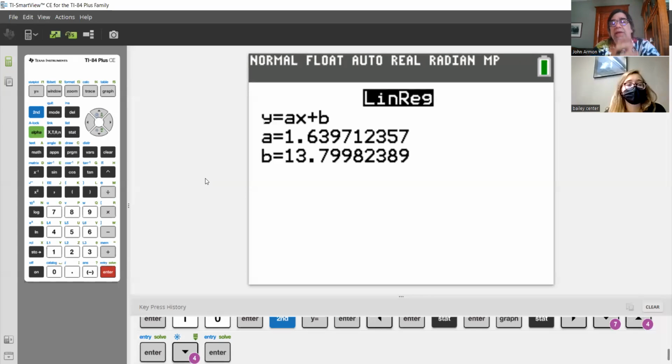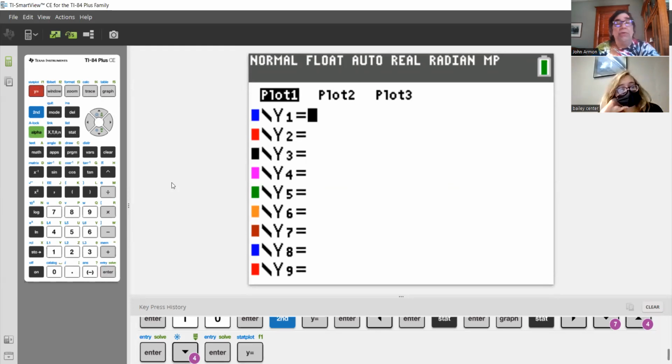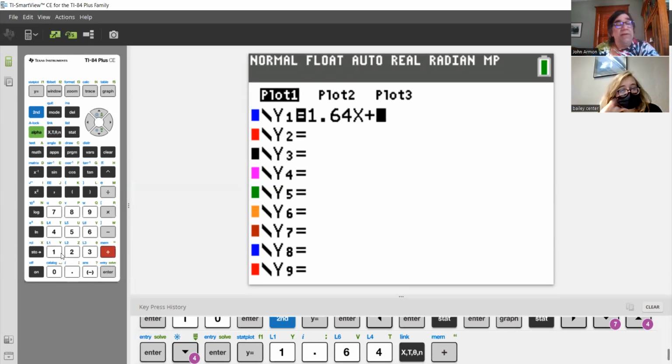So when you're doing these problems, we're not going to spend a lot of time on accuracy, but there's no reason to write out the whole decimal that you see there. A couple after the decimal point is perfectly fine. So 1.64 should work here. 13.8 should work here for the b value. So this is interpreted as your slope, and this is interpreted as your y-intercept. So if you were to draw those on the same axis, you can go to the y equals screen, type in 1.64 times x plus 13.8.